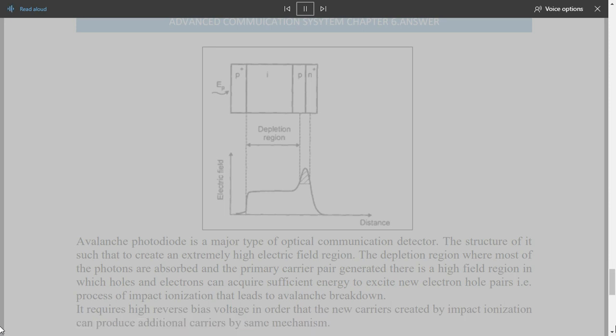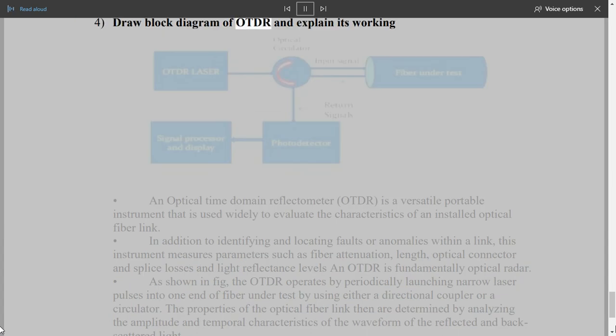4. Draw the block diagram of OTDR and explain its working. An optical time domain reflectometer, OTDR, is a versatile portable instrument that is used widely to evaluate the characteristics of an installed optical fiber link. In addition to identifying and locating faults or anomalies within a link, this instrument measures parameters such as fiber attenuation, length, optical connector and splice losses, and light reflectance levels. An OTDR is fundamentally optical radar.